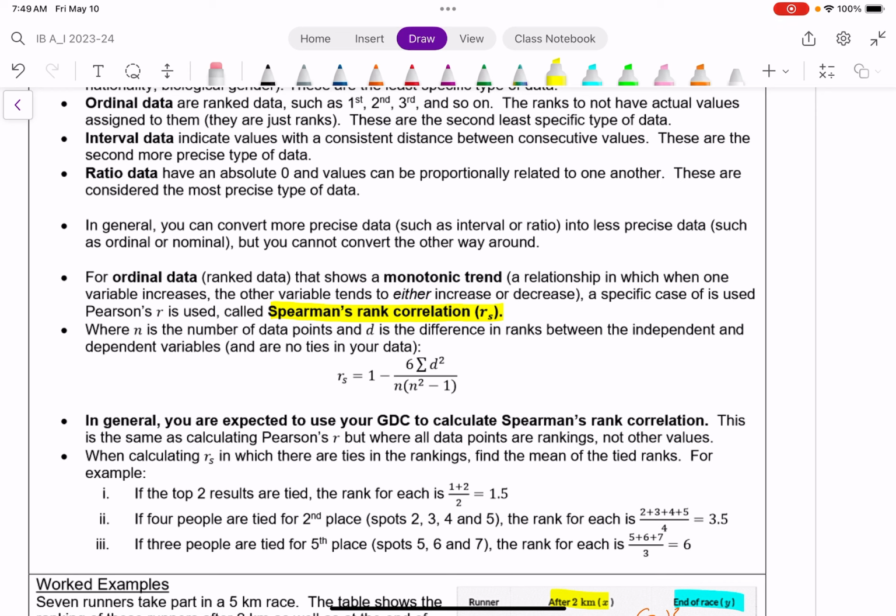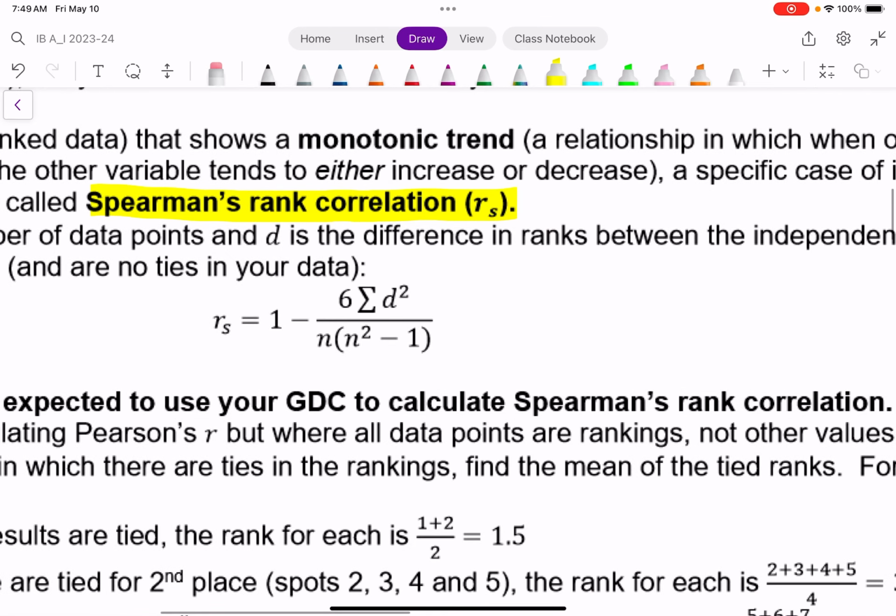But again, it is the same: the closer to 1, the stronger the correlation is, the closer to 0, the less of a correlation there is. And we never want to mix up correlation with causation. Just because there's a correlation doesn't necessarily mean one causes the other. But when we see a little S, that's referring to Spearman's rank.